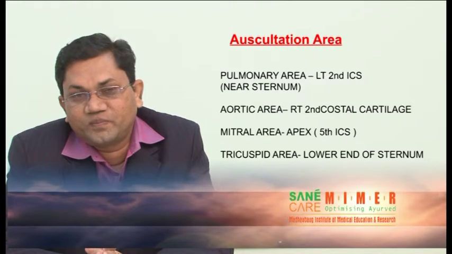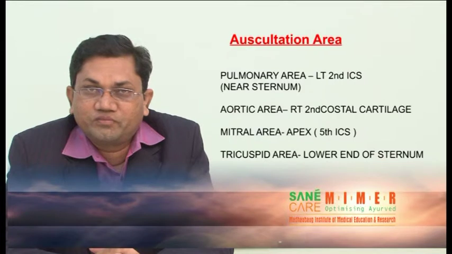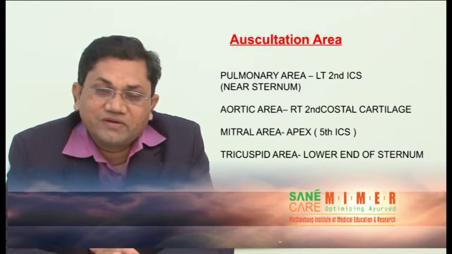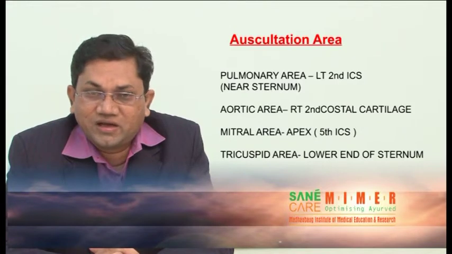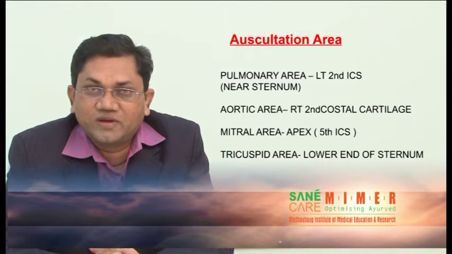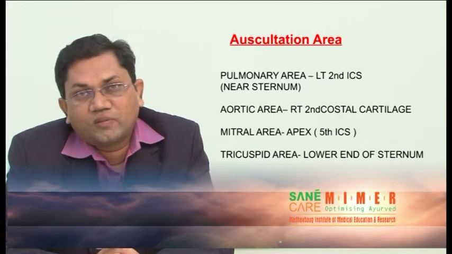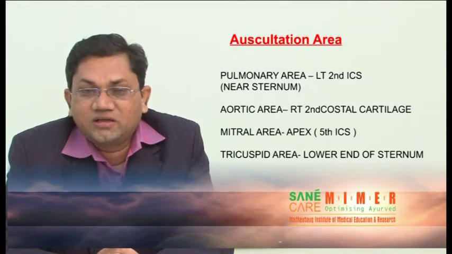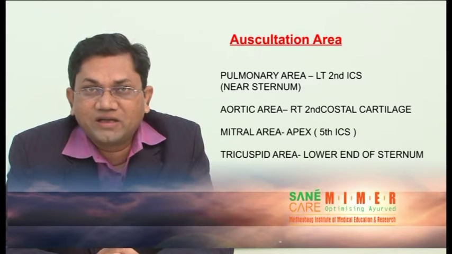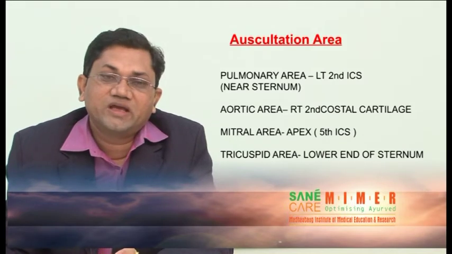Now coming to pathology related to the mitral area, we can hear it very clearly and loudly at the apex, that is in the fifth intercostal space in the midclavicular line on the left side. About tricuspid area pathology, we need to auscultate at the lower end of the sternum to get an idea about any abnormality related to the tricuspid valve. So that is about the auscultation areas.